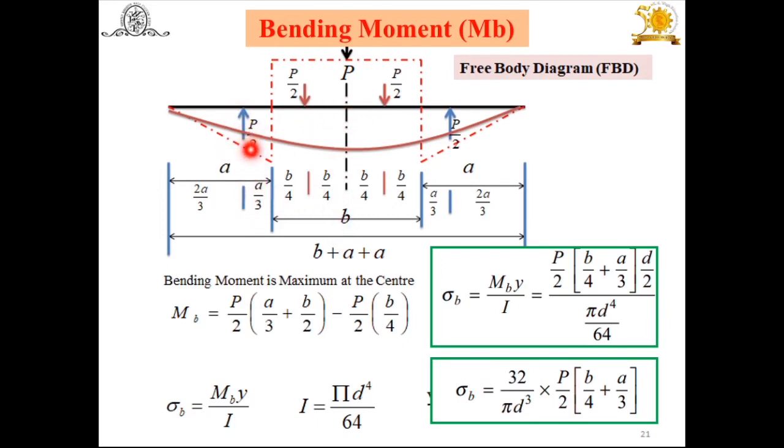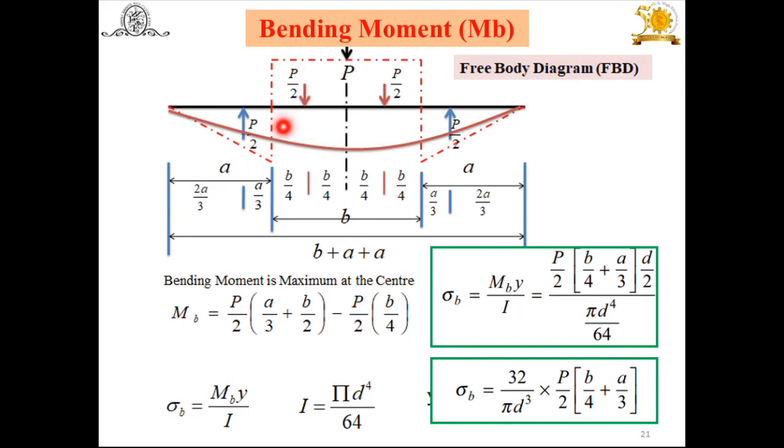Consider from this side P by 2 into this distance. This distance means a by 3 plus this b by 2. So I have written here Mb is equal to P by 2 in bracket, this distance a by 3 plus this distance, that is b. This total distance, b means b by 2. That's why b by 2.